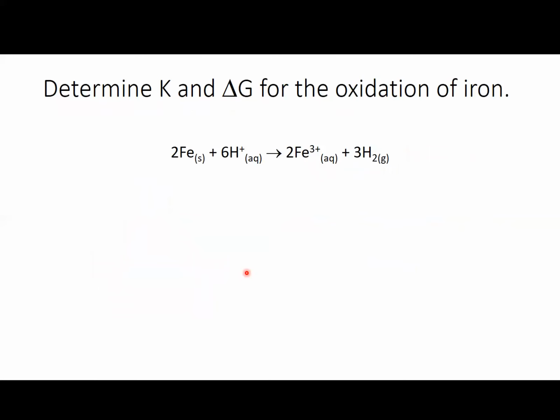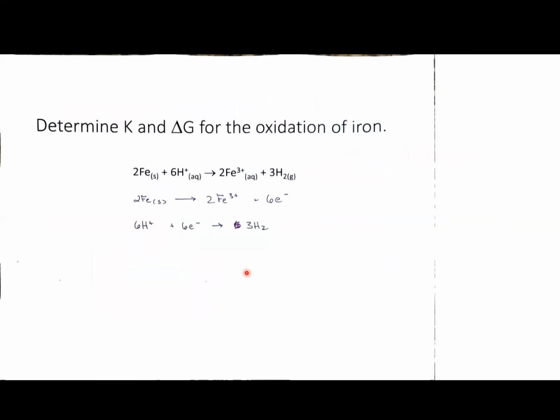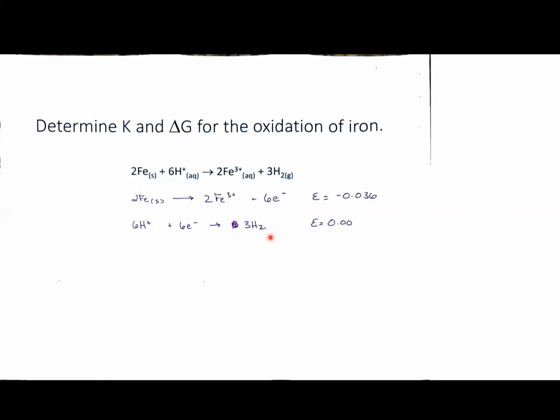So let's determine K and delta G for this reaction. So I've rewritten it here. What I've done is I've separated this out into its oxidation reaction and its reduction reaction. There's two things here. Iron solid going to iron 3+, and a total of 6 electrons are being given off here. So there's 3 electrons being given off for every mole of iron. 2 moles of iron are being reacted here, so 6 electrons. And then this one here, 6 hydrogens plus 6 electrons goes to make 3 H2 gases. When I look up the E values for these, this E is negative 0.036, and then this is the standard hydrogen electrode, SHE, so that is 0.